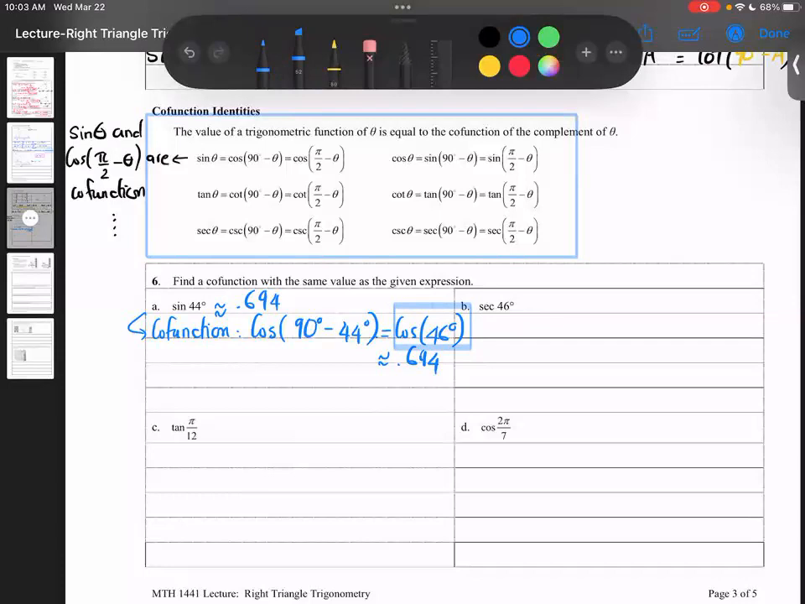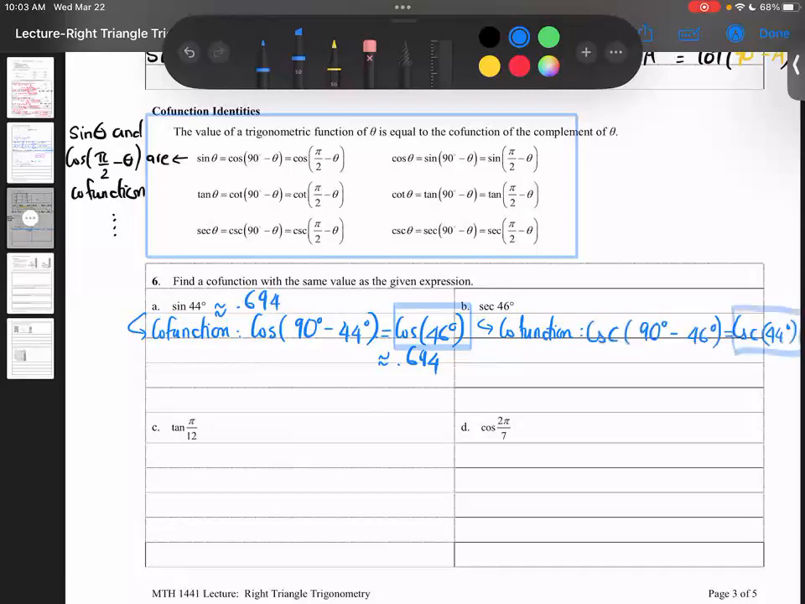B. Can someone tell me what the cofunction of secant of 46 degree is? Start out with what function? Cosecant, right? Of 90 degree minus 46 degree, which is cosecant of 44. And that is my cofunction.